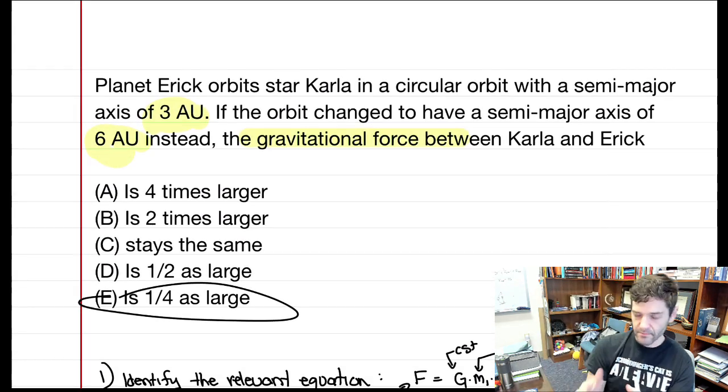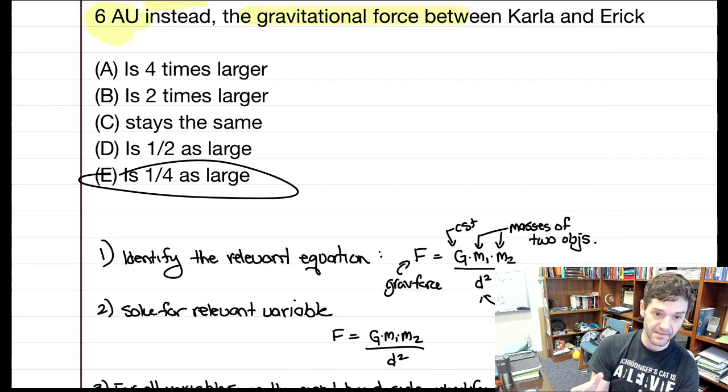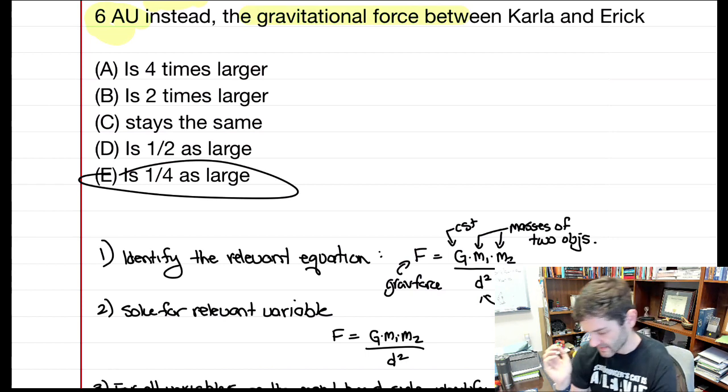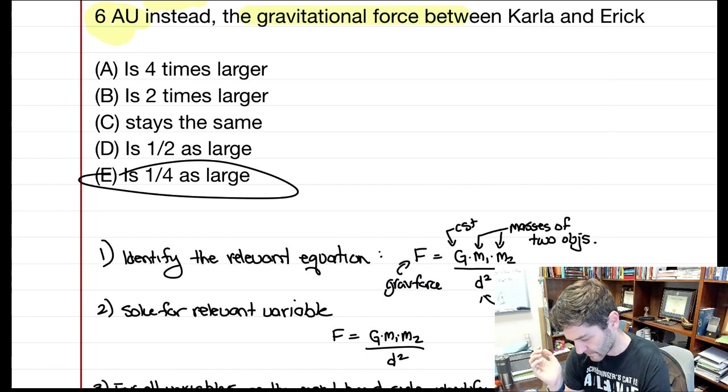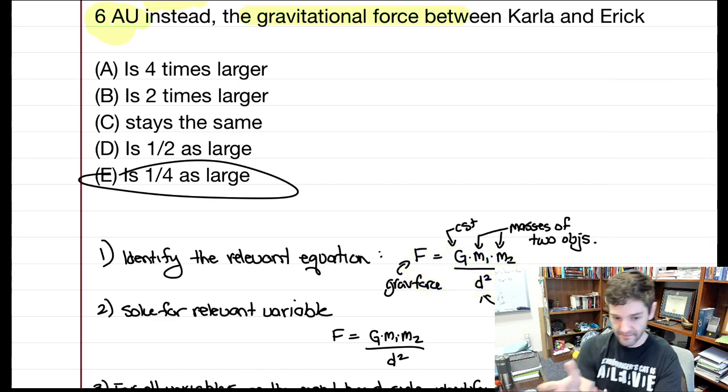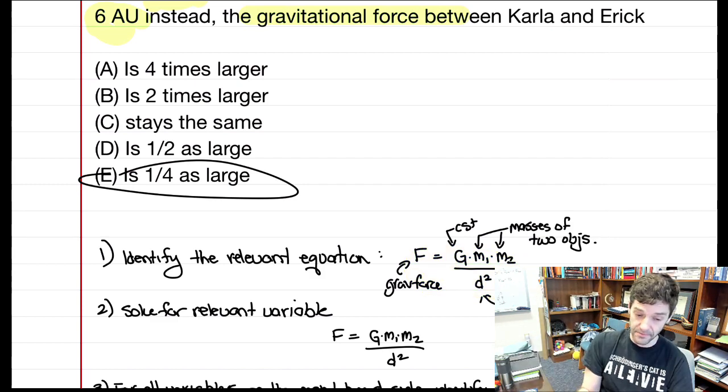And again, you might have been able to qualitatively reason this out, knowing that since distance is in the denominator for this equation, if D gets bigger, the entire thing must go down. We did that already. That's qualitative reasoning. Now we're trying to be a little bit more quantitative.